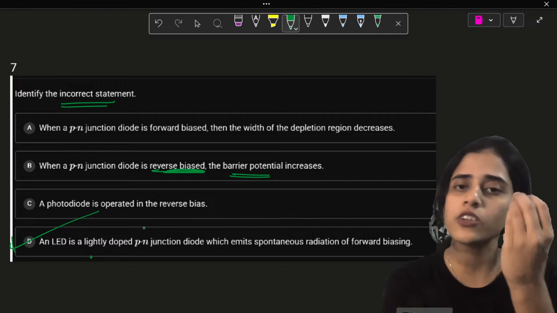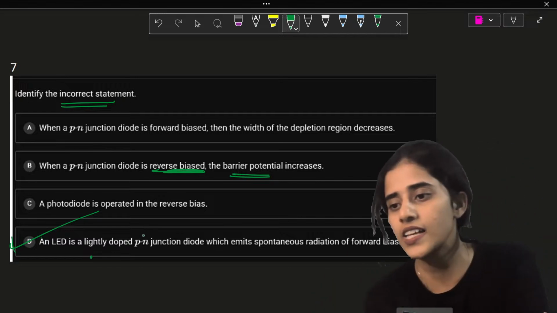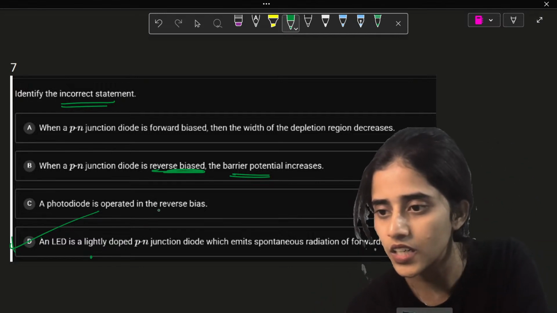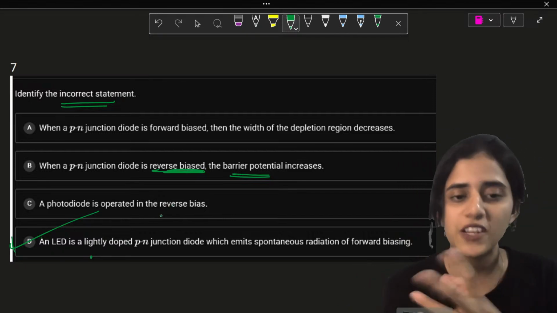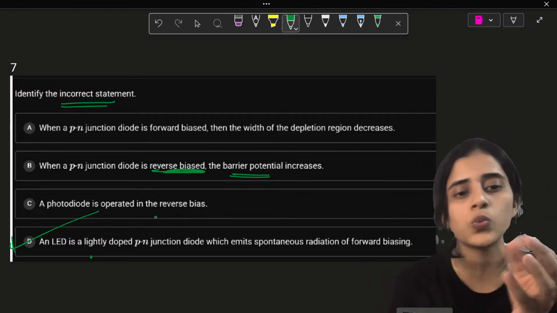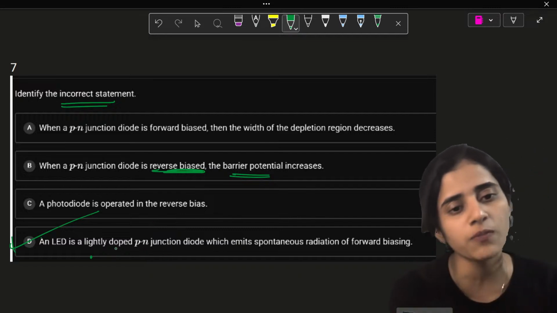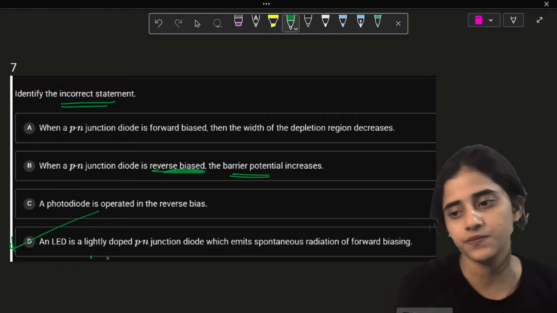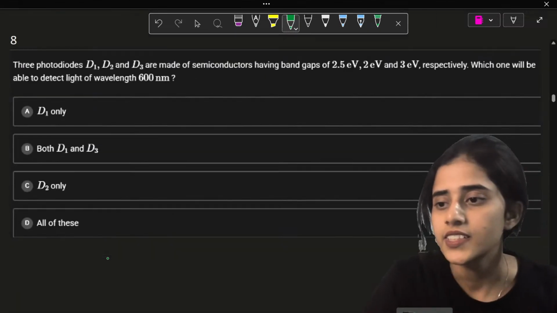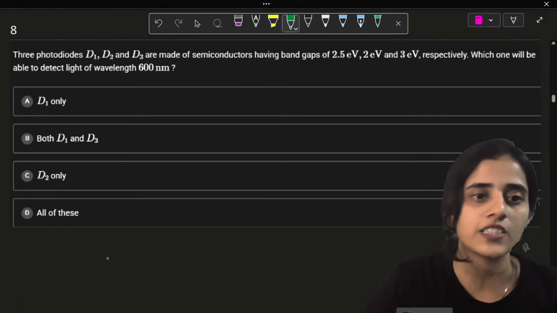And then the photodiode operates in reverse bias because, like Sanjay said, it is a special type of semiconductor. It works in reverse bias. It emits photons. And the last one is wrong because an LED is heavily doped. Alright, let's move on to the next question.